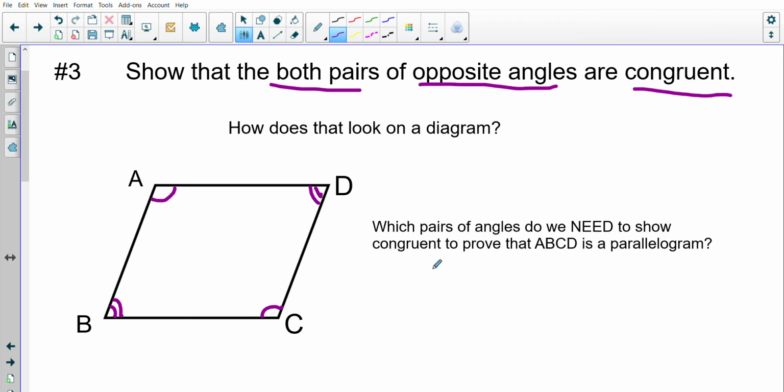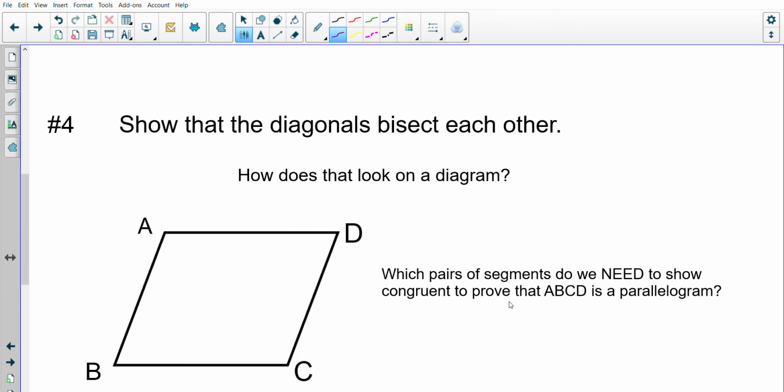So kind of writing this down, which pairs of angles do we need to show congruent before we can prove that we're working with a parallelogram? Again, we would want to show that angle A is congruent to angle C, and we would want to show that angle B is congruent to angle D. If we can show both of those things, we know that we have proved that a figure is a parallelogram. Pretty straightforward. Just memorizing these 5 rules will be a little bit of work.